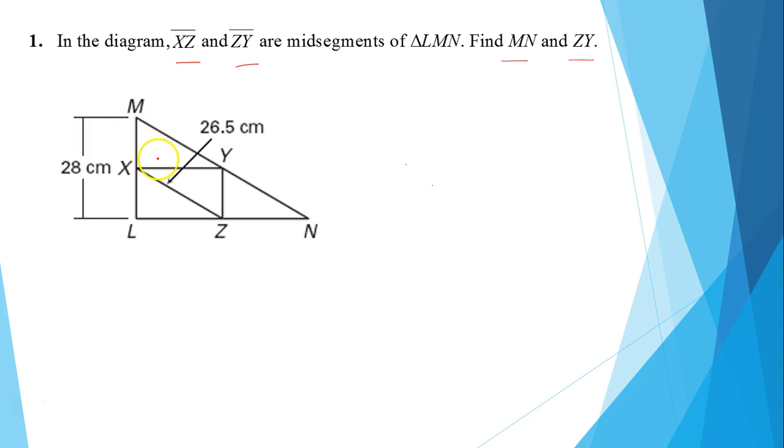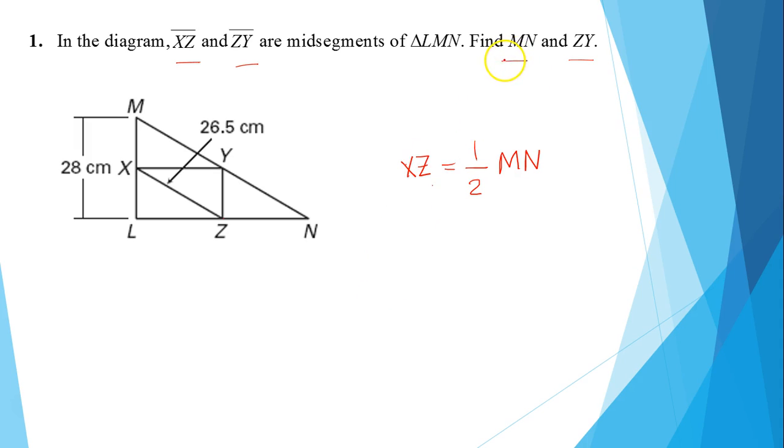A couple of properties about midsegment triangles, or just midsegments of triangles, is this midsegment right here is parallel to this side right here. And for the two segments that are parallel to each other, the midsegment is always going to be 1/2 the size of the side of the triangle that it's parallel to. So you can state about this triangle that XZ is 1/2 the side MN.